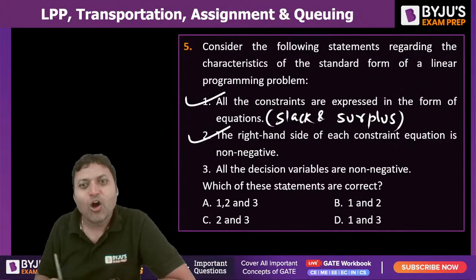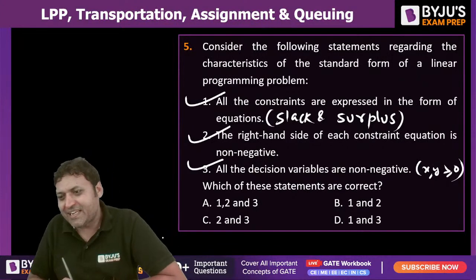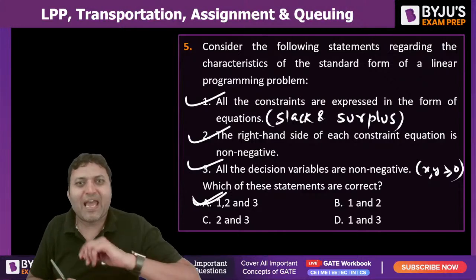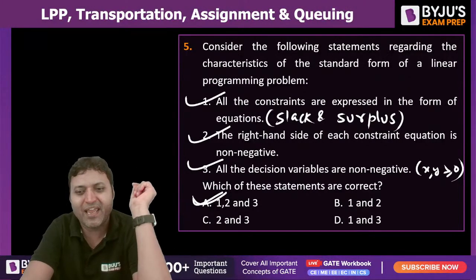2 is also correct. All the decision variables must be non-negative. X and Y should be greater than or equal to 0. 3 is correct. All the three statements are correct. In standard form of LPP model, all the three statements are correct. So that is why option A.